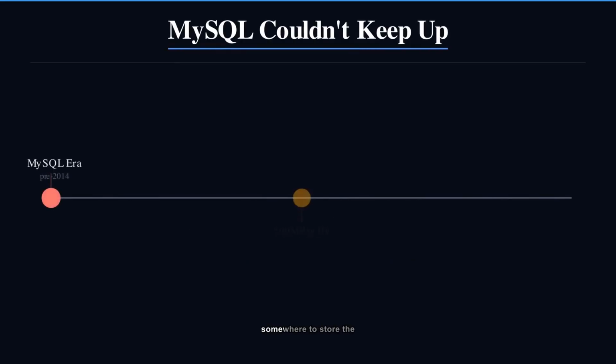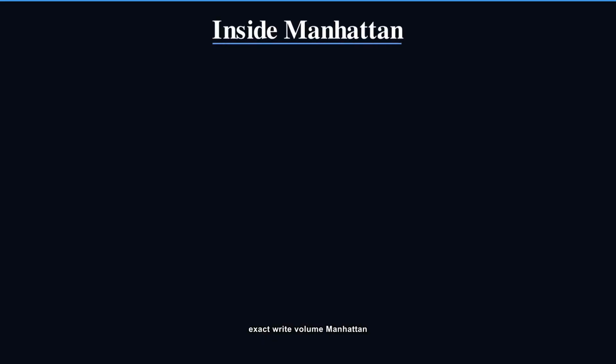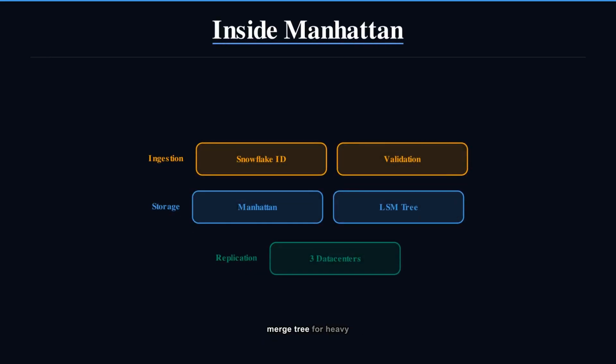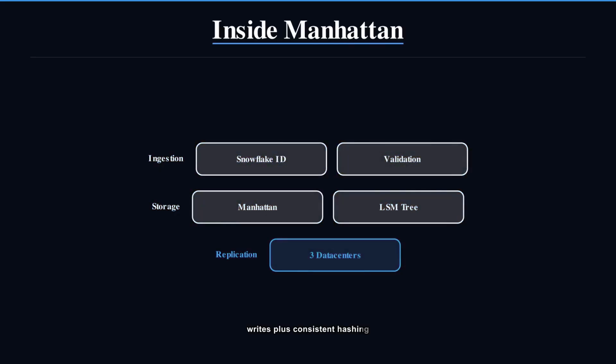None of this works without somewhere to store the tweets. Twitter used MySQL until 2014, then hit 500 million tweets a day and MySQL's sharding gave out. So Twitter built Manhattan, a custom distributed key-value store, purpose-built for this exact write volume. Manhattan uses a log-structured merge tree for heavy writes, plus consistent hashing so nodes join or leave without downtime.